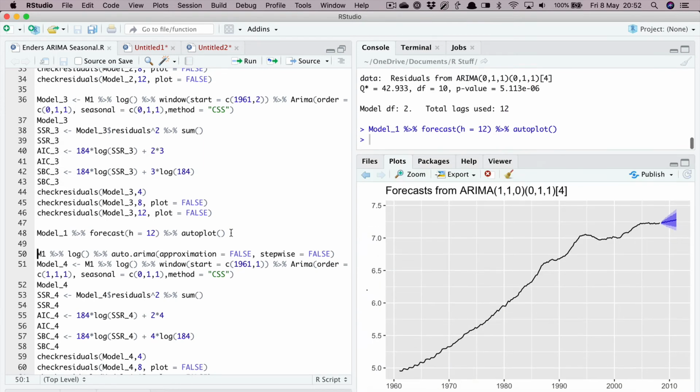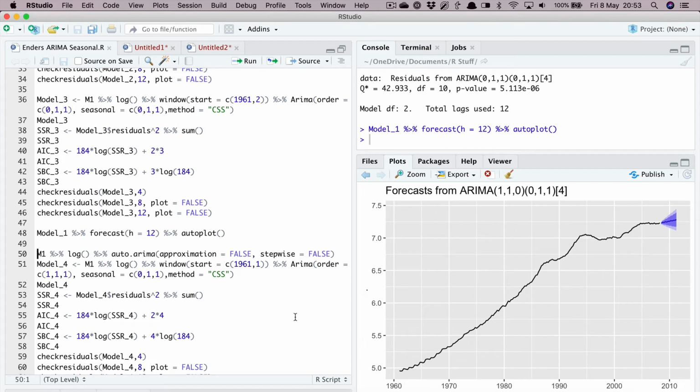So, and there we are. So there's the actual data, of course, again, and those are the forecasts with these prediction intervals. So it's very, very nicely done here in the forecast package.